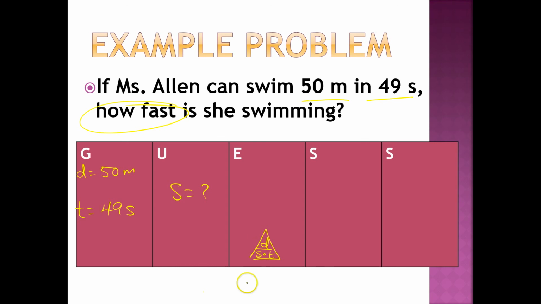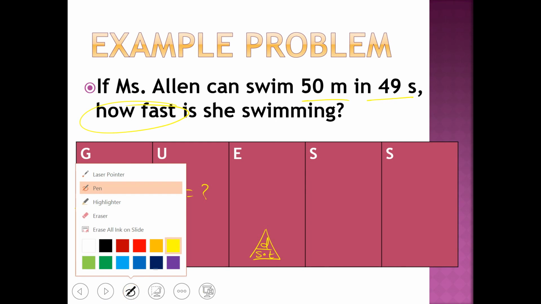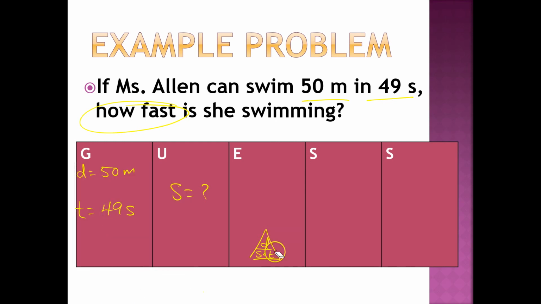And the triangle always looks in this order. D is always on top. S times T is always on the bottom. So if we look for the equation that matches this, I would be saying, okay, cover up the unknown. Well, let's get rid of the S. And what do I have left? I have D divided by T left. So my equation, speed equals distance divided by time.